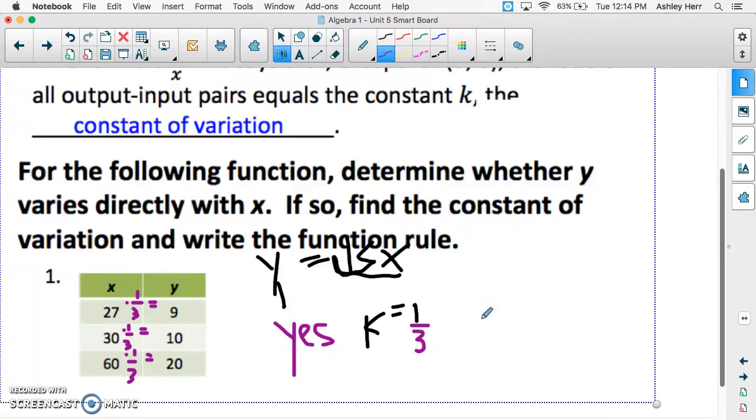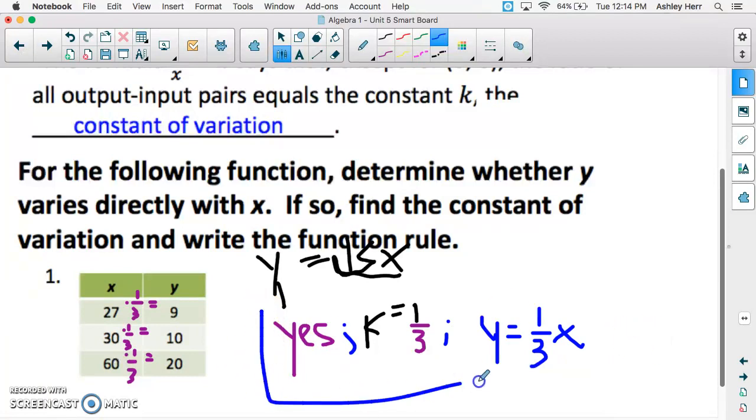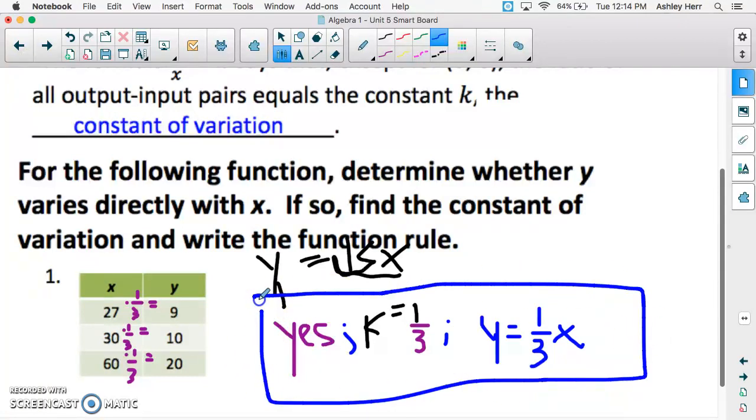Okay, so if I write the function rule, we know that the direct variation function is y equals k times x, so my function rule is going to be y equals, I plug 1/3 in for k, 1/3 x. Okay, so this is all my answer. That's not a J, that's supposed to be a semicolon. My apologies. Make sense? So yes, it's a function rule, my constant is 1/3, and my direct variation equation is y equals 1/3 x.